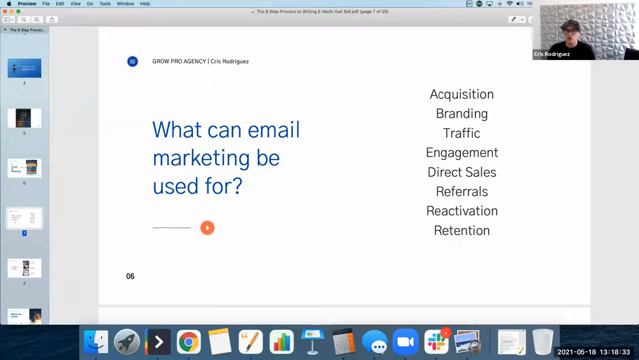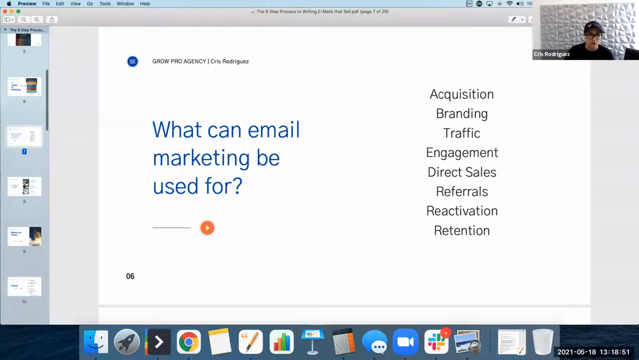And then also email marketing can be used for retention. But most often what we use email marketing for is to acquire new students, to get them to purchase a trial, which would be direct sales. And that's ultimately what the 6-step process we're going to be going over does.